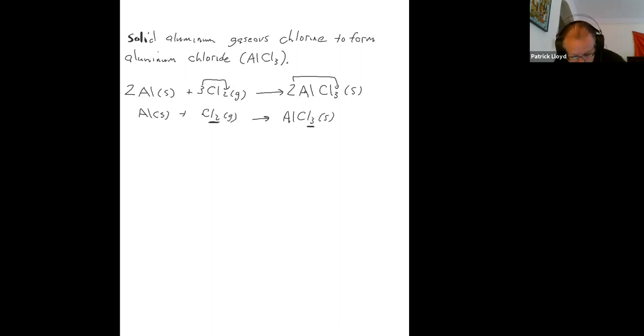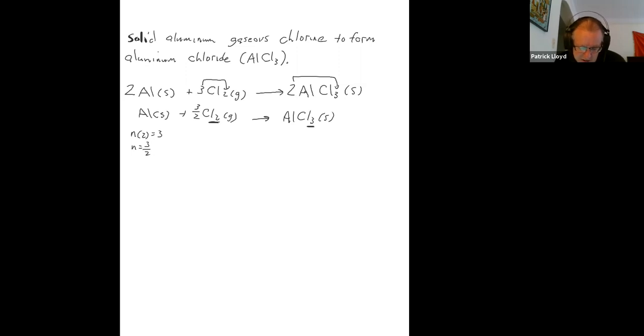So some number times 2 has got to equal 3. Well, n would be 3/2. So if you put a 3/2 in there, that would give you 3 chlorines on the left. You've got 3 chlorines on the right, 1 aluminum on both sides. So technically that's balanced. That's a balanced equation. It may not look in the form that you typically see it.